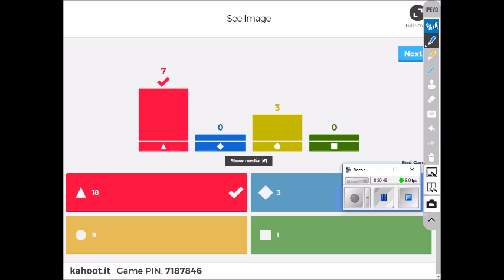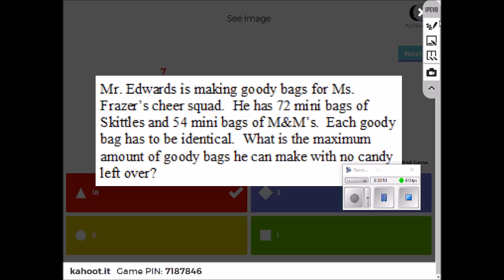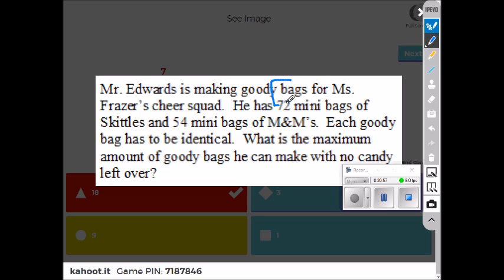Okay. So let me pull up the image. So this is going to be another one. You're going to see something like this on the test tomorrow. So we have goodie bags. Why is that an important word? Gabby? It's groups. And anytime we're breaking objects into identical groups, isn't that always going to be what? Ella? It's always going to be GCF.